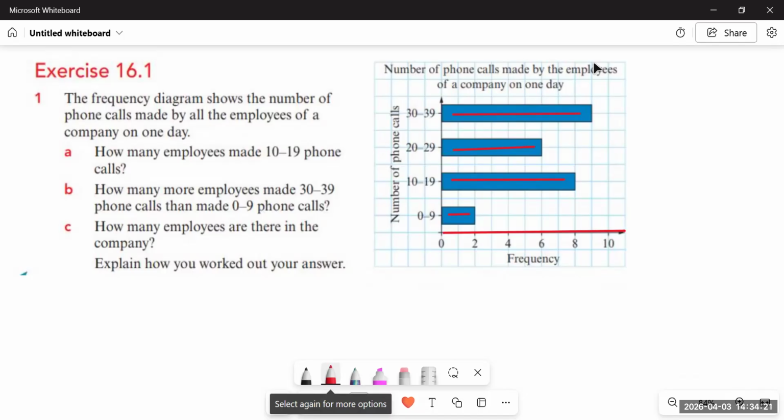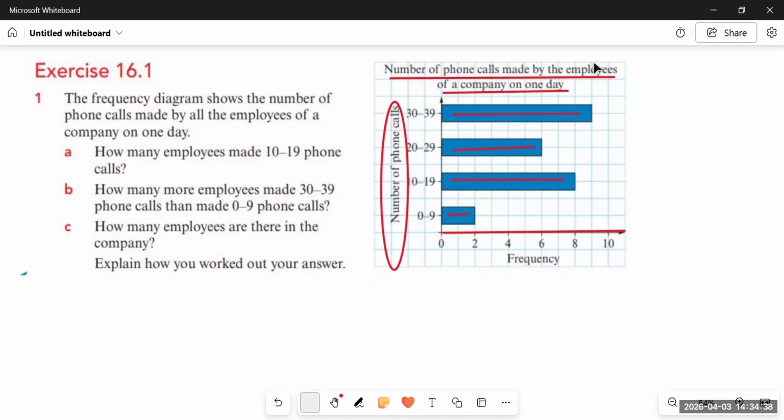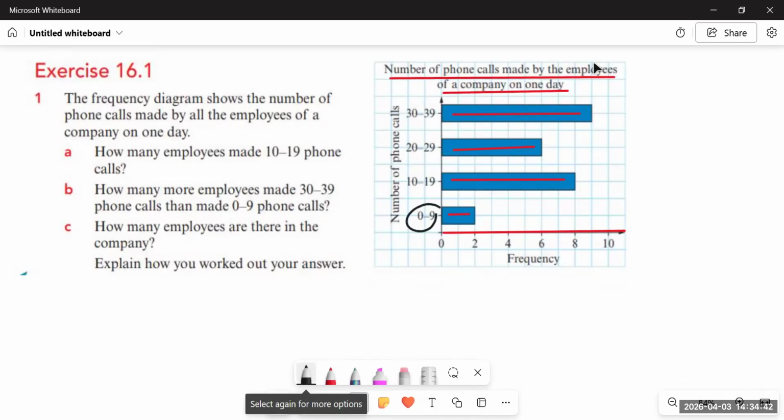We are provided with the number of phone calls made by the employees of a company on one day. This is called the title of the graph, which is written above. And then this is the data provided to us, that is, how many phone calls were made by different employees. So this 0 to 9 tells us that from 0 up to 9 phone calls were made by, see, the bar graph ends here. It tells us that only 2 employees made 0 to 9 calls per day.